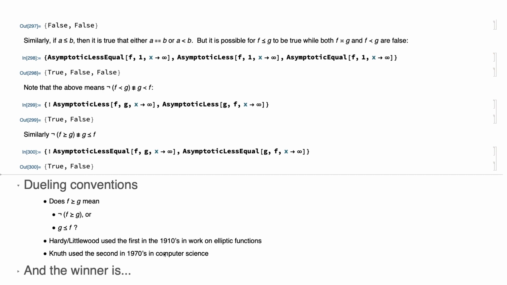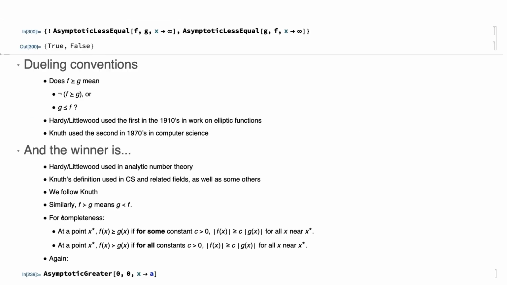So that means we have two possible conventions for what f greater than or equal to g means. Is it not f is less than or equal to g, or is it the reverse relationship? And the answer is, Hardy and Littlewood used the first one in their work on elliptic functions, and Knuth used the second one in the 1970s. He was actually aware of the first one, and he said, nobody uses it. Let's change the definition of big omega.